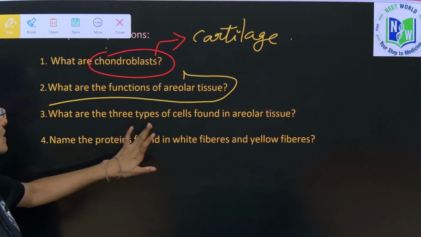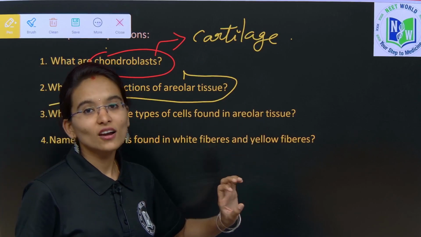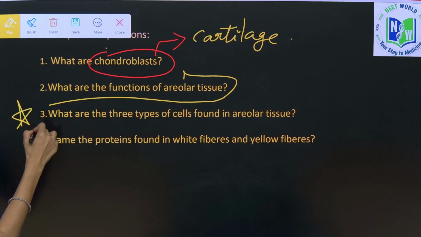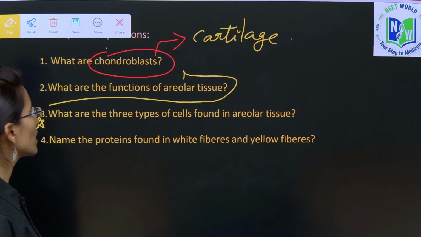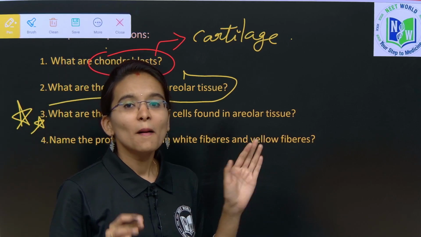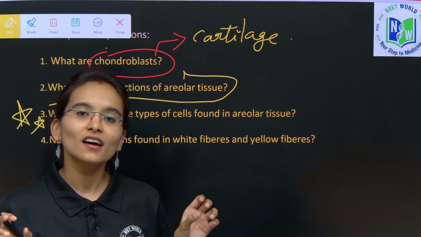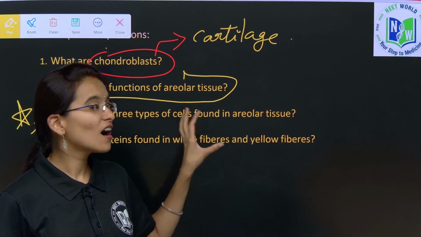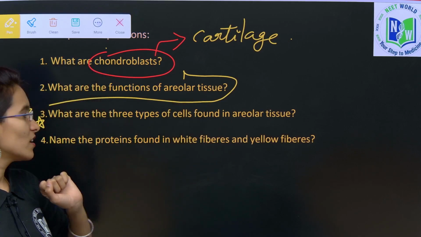What are the 3 types of cells found in the areolar tissue? This is very important, children. It is a very important 1 mark answer. What are the 3 types of cells? Mast cells, macrophages and fibroblasts. These 3 are the most important cells which we find in the areolar tissue.